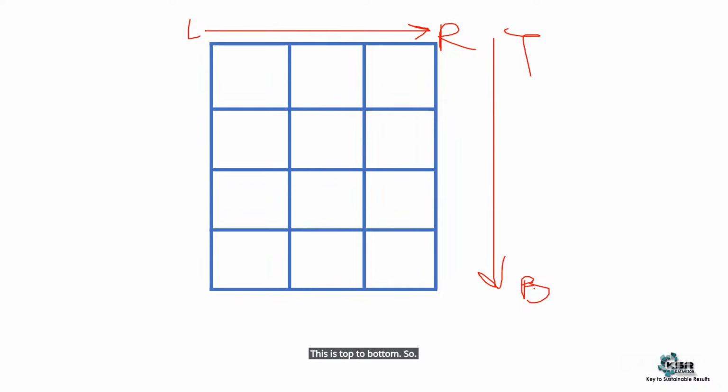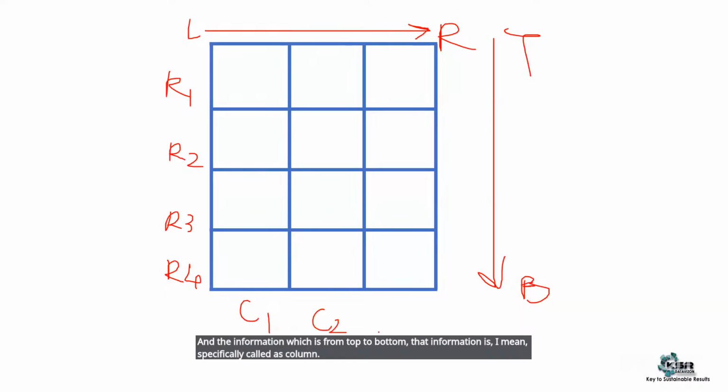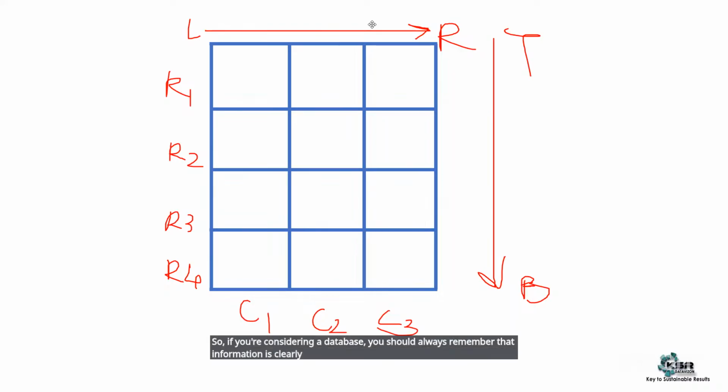So whenever you are considering any database, the information is stored in a tabular format, right? Whichever information is kept from left to right, these are called rows. Row 1, row 2, row 3, this is row 4. And the information from top to bottom is called a column. This is column 1, column 2, and column 3. So if you're considering a database, always remember that information is clearly kept in a table format.